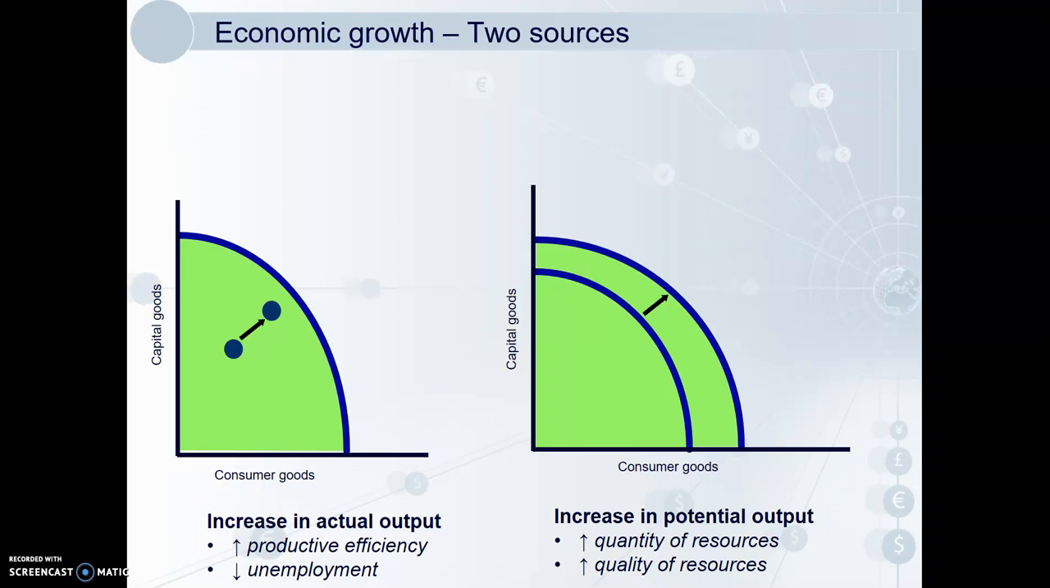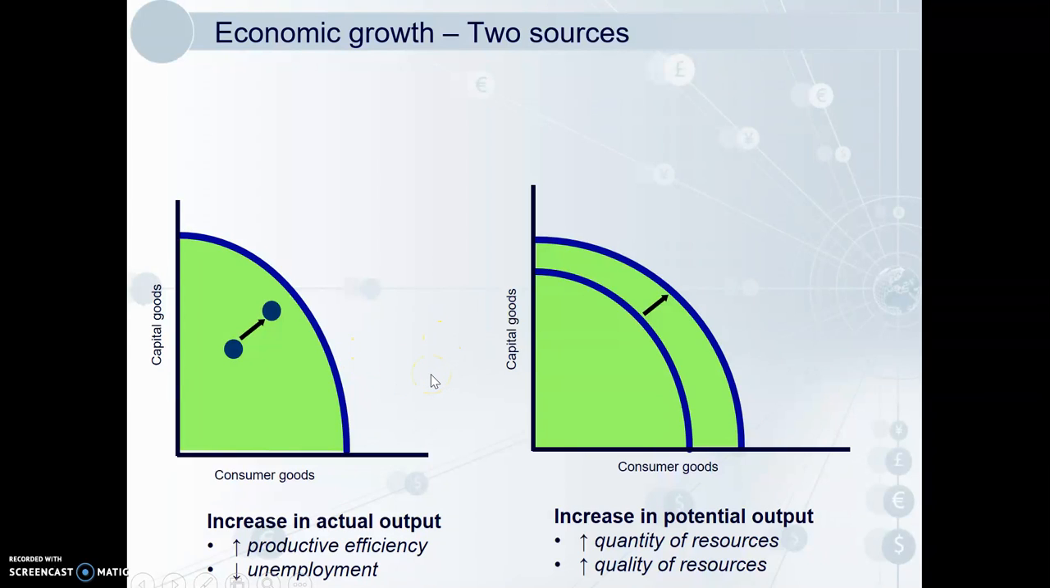Here we are. I hope that you are able to label the axes correctly. An increase in actual output caused by an increase in productive efficiency or a decrease in unemployment is shown by the shift from a point inside the curve to a point further out. A shift in potential output caused by an increase in the quantity or quality of factors of production shifts the whole curve outwards. We're mostly concerned with increasing the potential output of the economy, as eventually an economy increasing its actual output will be constrained by its potential. So we need to shift this out.